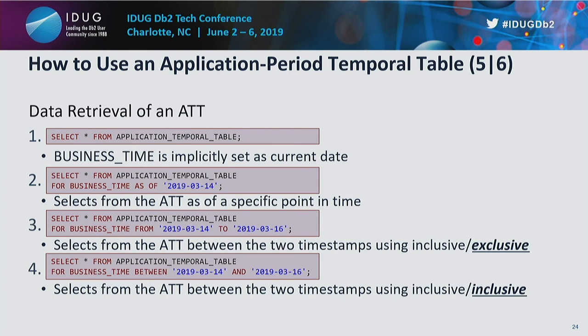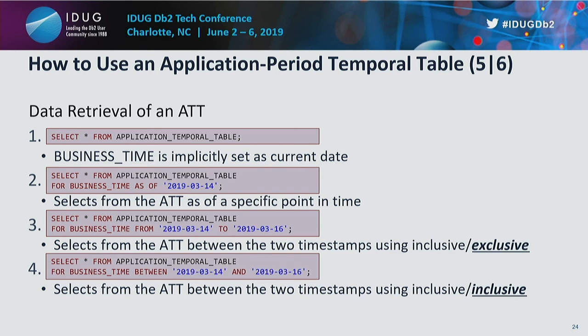So data retrieval is very similar. Actually, it's identical between an STT and an ATT. And again, the business time is implicitly set as the current date or the current timestamp, depending on how you define your column. If you defined the business start and end as timestamps, then it'll be a timestamp. If it's a date, it'll cast that current timestamp to date. So it does it all for you.